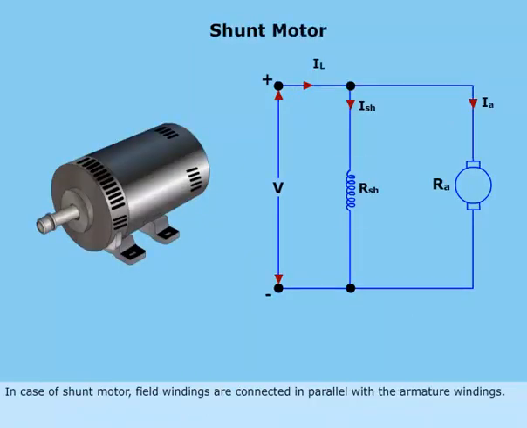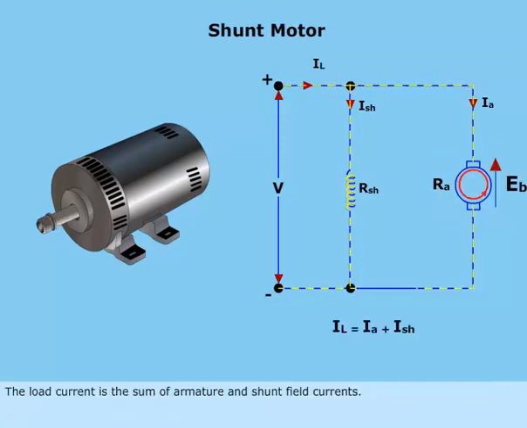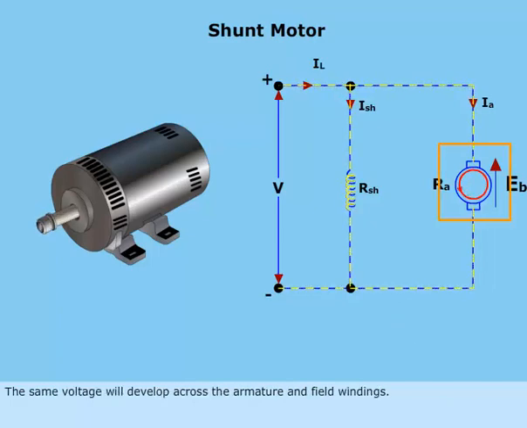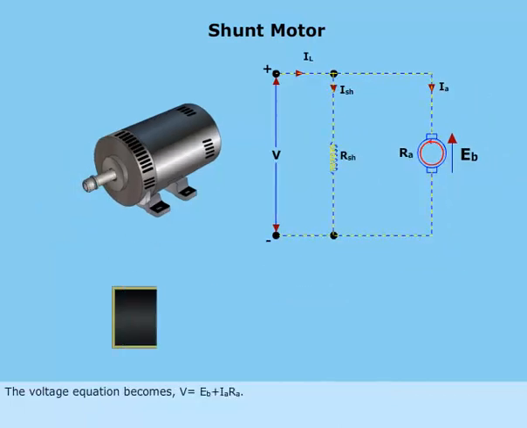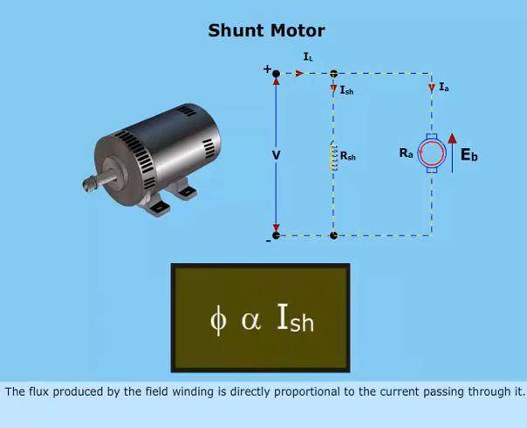In case of shunt motor, field windings are connected in parallel with the armature windings. As the field winding has less cross-sectional area with more number of turns, the shunt field resistance is more than the armature resistance. The load current is the sum of armature and shunt field currents. The same voltage will develop across the armature and field windings. The voltage equation becomes V equals E sub B plus I sub A times R sub A. The flux produced by the field winding is directly proportional to the current passing through it.